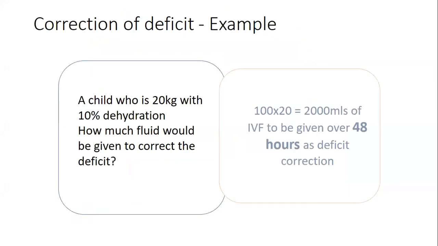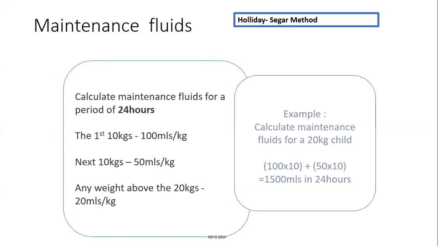First 10 kilos, 100 ml per kg, next 10 kilos, 50 ml per kg, any weight above 20 kgs, 20 ml per kg. So now for the maintenance fluid, that is for 24 hours. So you need it for 48 hours. We usually calculate fluid for 48 hours. So you will multiply maintenance fluid for 1 day by 2 to give 48 hours. Then add your deficit, which was 2,000.